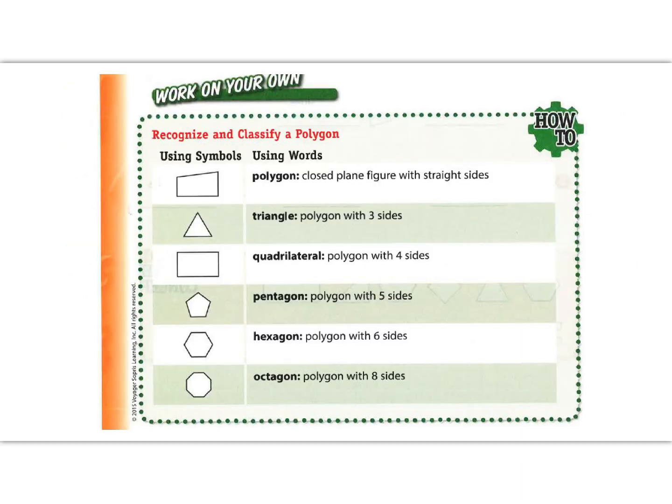All right, as a review, let's look at these again. A polygon is any closed plane figure with straight sides. Remember, it has to be closed. All the sides have to meet and the sides have to be straight. A triangle is a polygon with 3 sides. A quadrilateral is a polygon with 4 sides. A pentagon is a polygon with 5 sides. A hexagon is a polygon with 6 sides. And an octagon is a polygon with 8 sides.